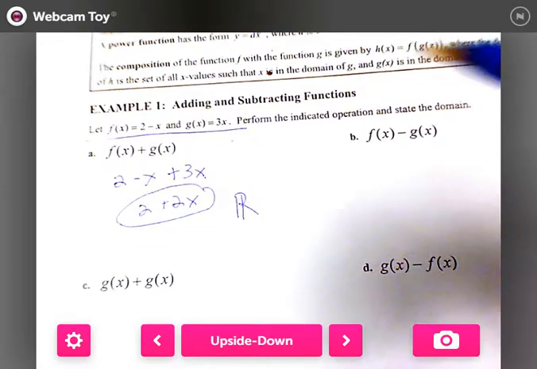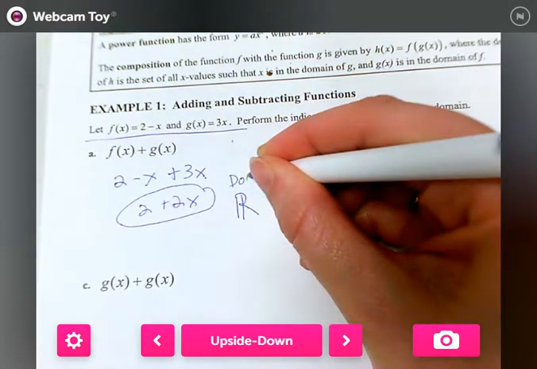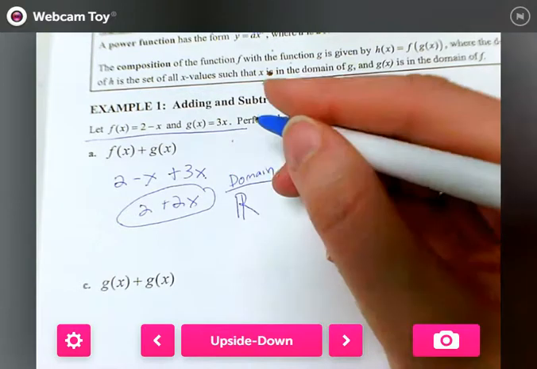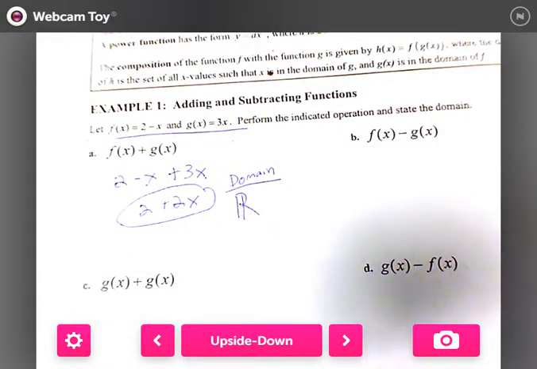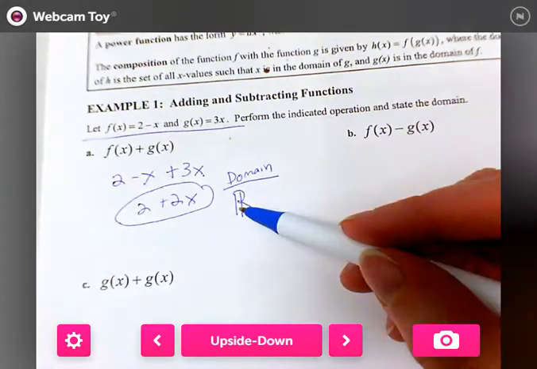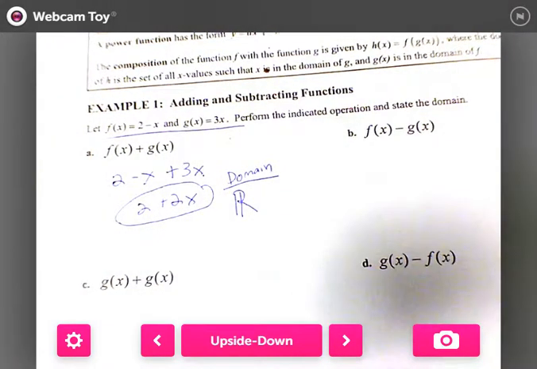This is my domain. A shortcut way of writing that your domain is all real numbers: instead of writing out the words, you just make an R with a double line. It's just a math shortcut.